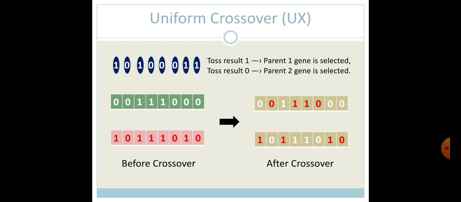Now if the result is 1, then we take the value from the first parent gene, that is, the child value becomes 0. Then the toss value is 0. So for the first child, we take the value from the second parent. So the value becomes 0. A similar thing is done for the rest. You can pause the video and check how the UX crossover is done over here.